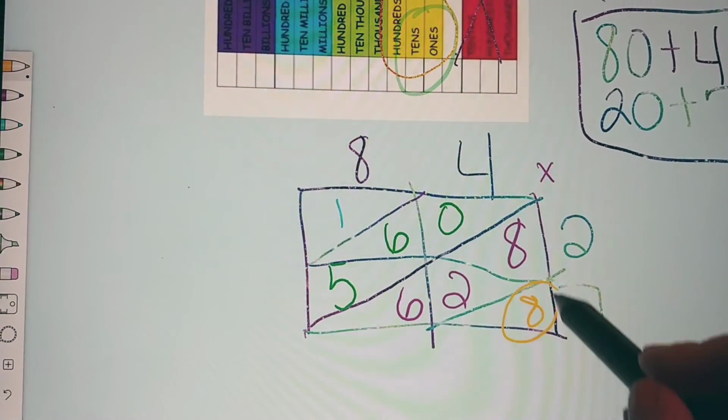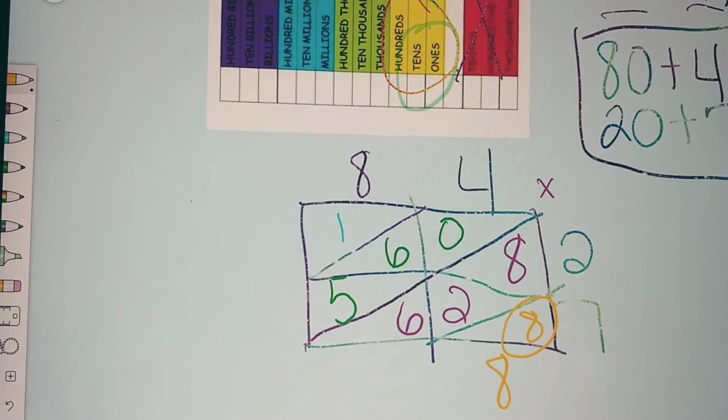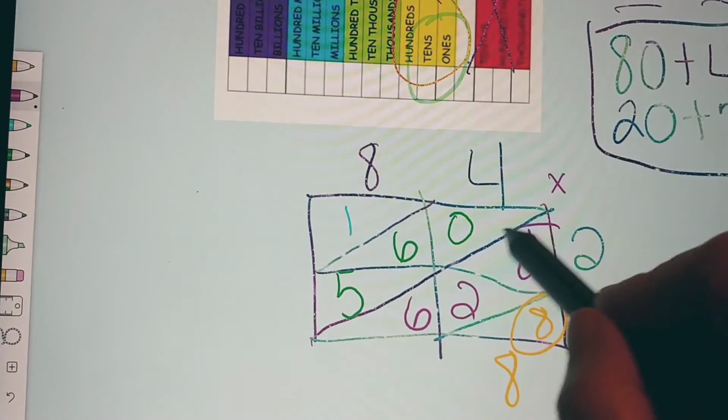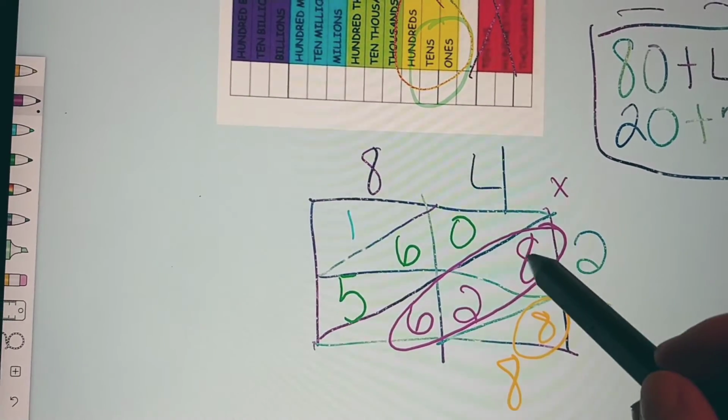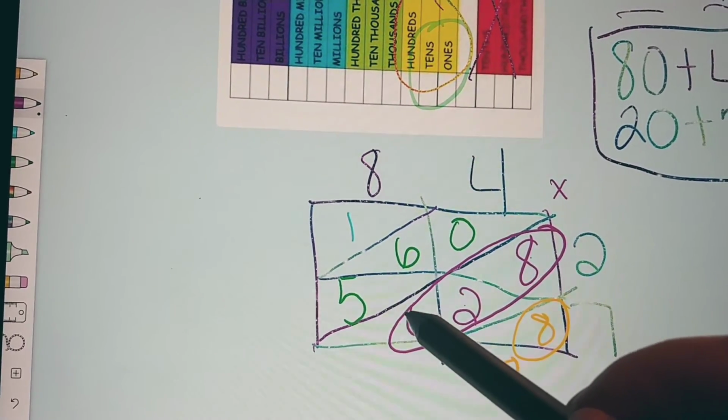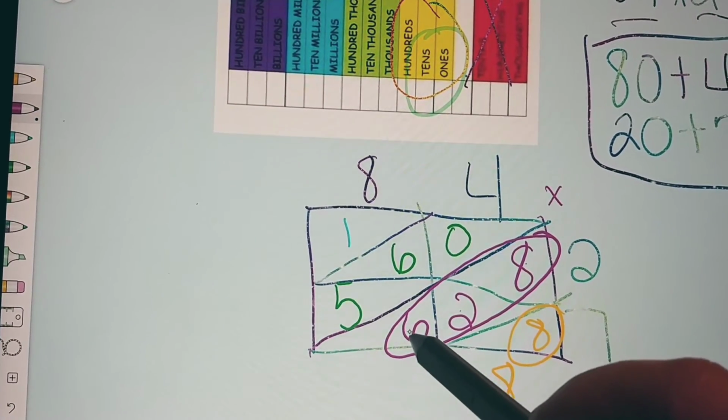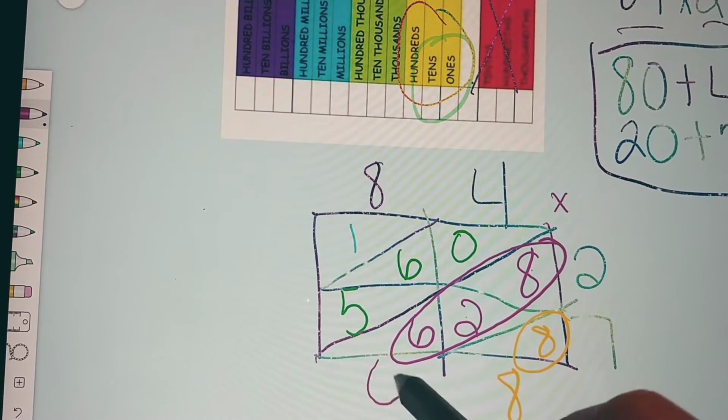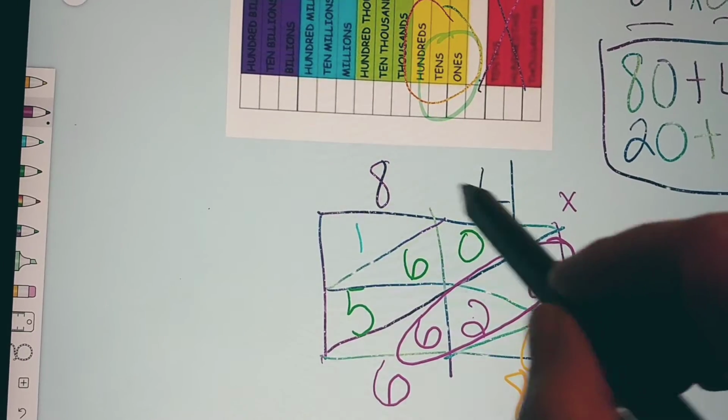Okay, we're going to add all the gold ones together, and that's just 8. Okay, now we're going to add all the magenta ones. 8 plus 2 is 10. 10 plus 6 is 16. I'm going to put the 6 here. I'm going to carry that 1 over to the green.